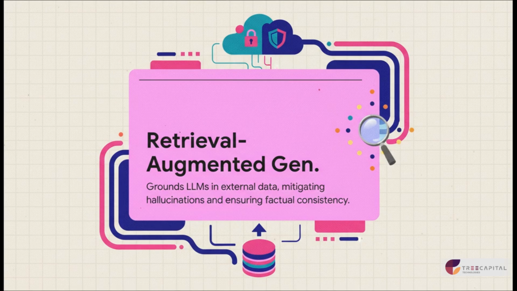You know how large language models can sometimes, well, just make stuff up? They call it hallucinating. RAG is the antidote to that. It's like giving your AI an open book test, but the book is your company's private, up-to-the-minute data. It forces the AI to check the facts before it gives an answer, making it way more reliable and relevant.